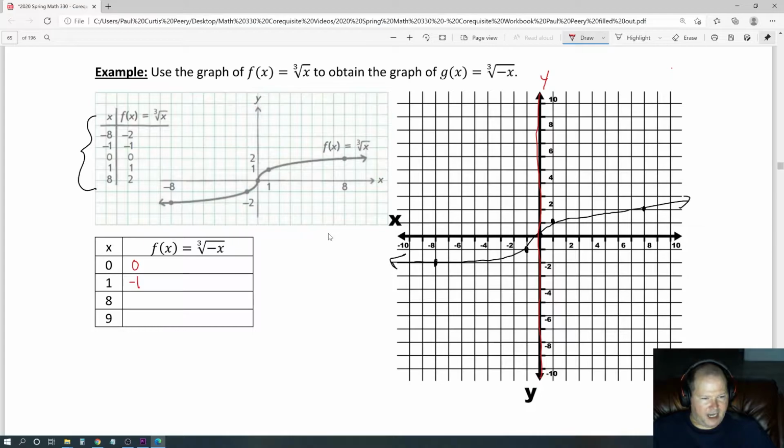We plug in an 8, which is now a negative 8. Cube root of negative 8 is negative 2. We plug in a 9, which turns into a negative 9. Oops. I messed up again. Sorry. That should have been a 27. That wouldn't fit anyway, so we'll just ignore that one.